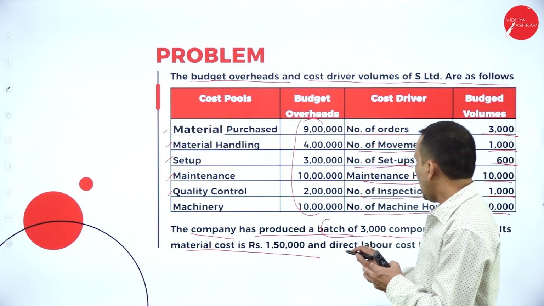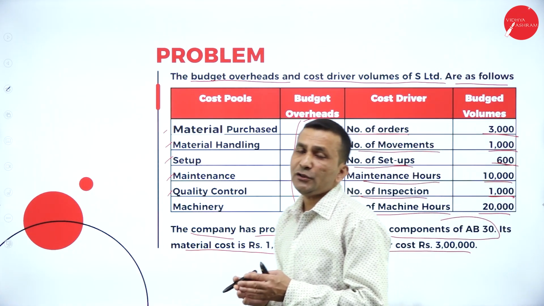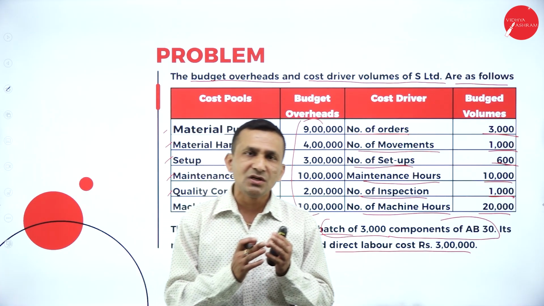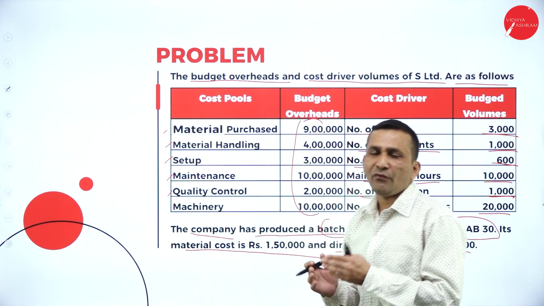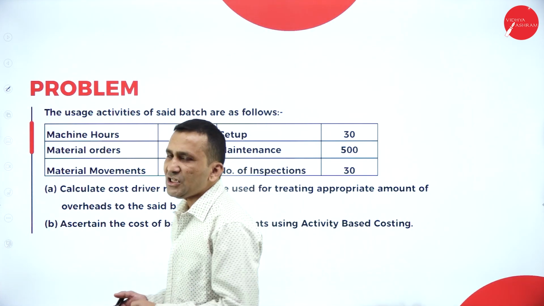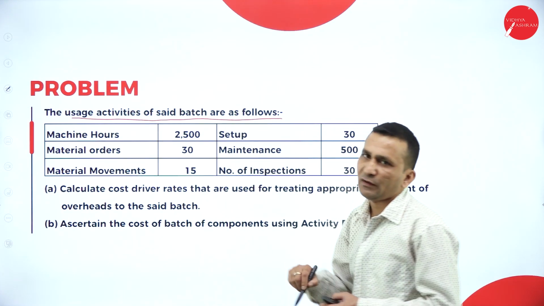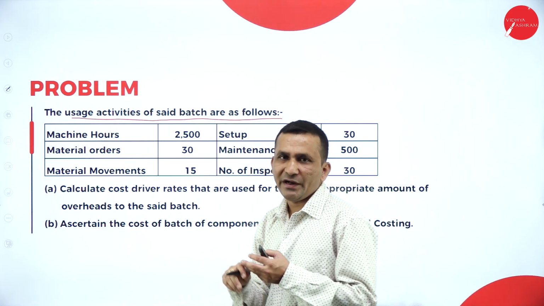So again, the direct labor cost of 3 lakhs is given. We are trying to prepare this with the help of a marginal cost statement. Before that, we need to find out the rate. Moving forward, the additional information is the usage activity in the batch for producing 3,000 components.